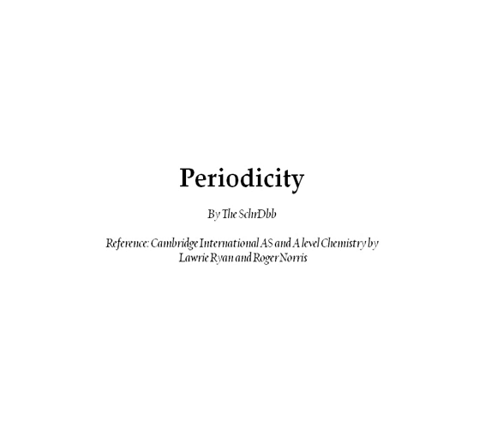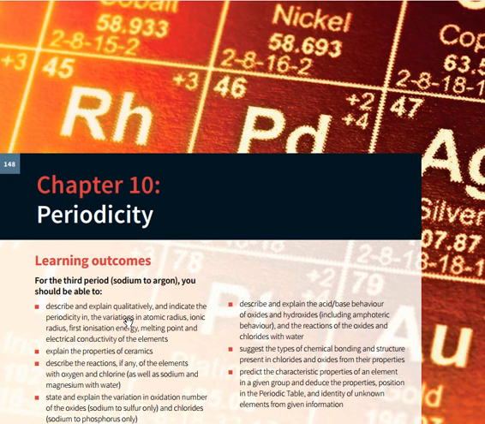This is a tutorial on periodicity, and in this tutorial the learning outcomes are as follows. You should be able to describe and explain qualitatively, and indicate the periodicity in, the variation in atomic radius, ionic radius, first ionization energy, melting point, and electrical conductivity of elements. Explain the properties of ceramics. Describe the reaction, if any, of elements with oxygen and chlorine.